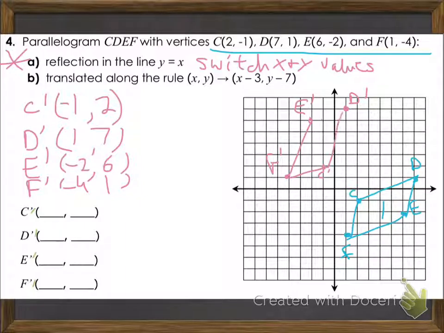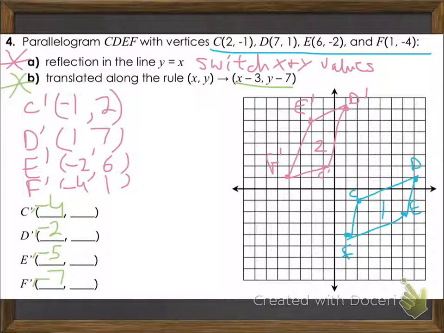So here's my second shape. And then finally, we're going to be translating with the rule (x - 3, y - 7). So for each of these x values, the ones that we just found, we're going to be subtracting 3 from every single one of these. Let's go ahead and do all the x values first. So negative 1 minus 3 is going to be negative 4. Now 1 minus 3 is going to be negative 2. Negative 2 minus 3 is going to be negative 5. And then negative 4 minus 3 is going to be negative 7.